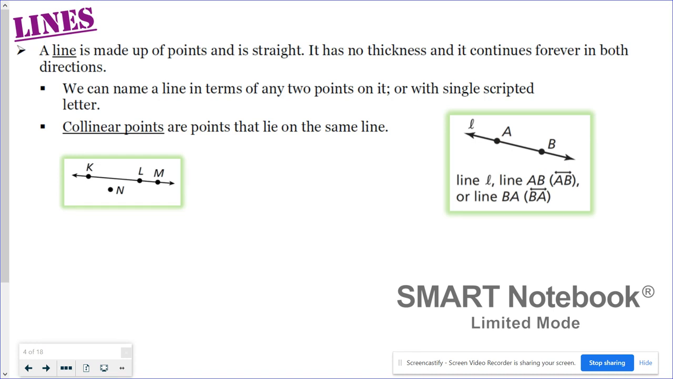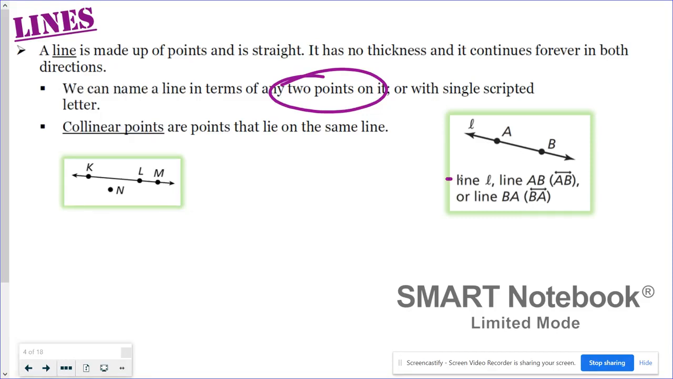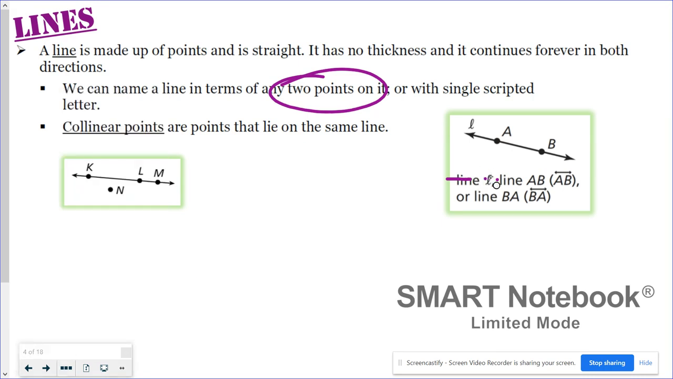Now, we can name a line in terms of any 2 points on it or with a single letter. Once again, if you look at the diagram on the right, they're saying that we can call this line L. Notice that the L is lowercase and usually scripted when you see a diagram. But I can call it line L.